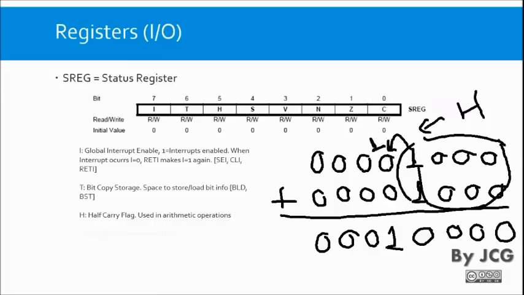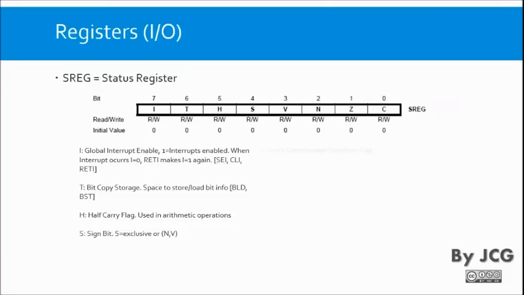But again, the importance is not on the operation, but on what happened exactly at the half of the byte. We carry a bit from bit number 3 to bit number 4. That is what the half carry does. The next bit is the sign bit, which is an exclusive OR between the flags N and V. So let's talk about flags N and V, and then we will come back to the sign.